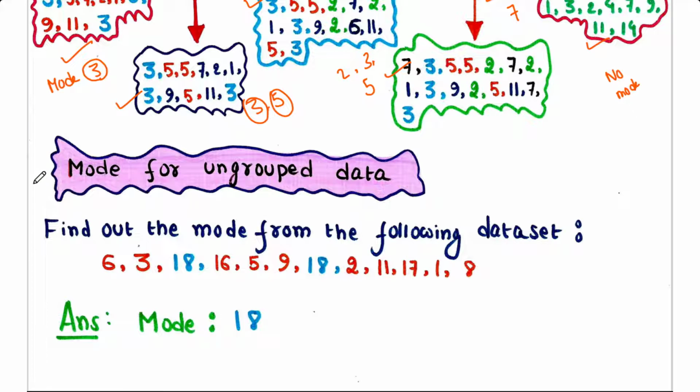Now, let's see how to determine the mode for ungrouped data. Find out the mode from the following data set. This is our data set. The mode is 18 here since the number 18 occurs twice in the data set, which is the highest frequency compared to others.